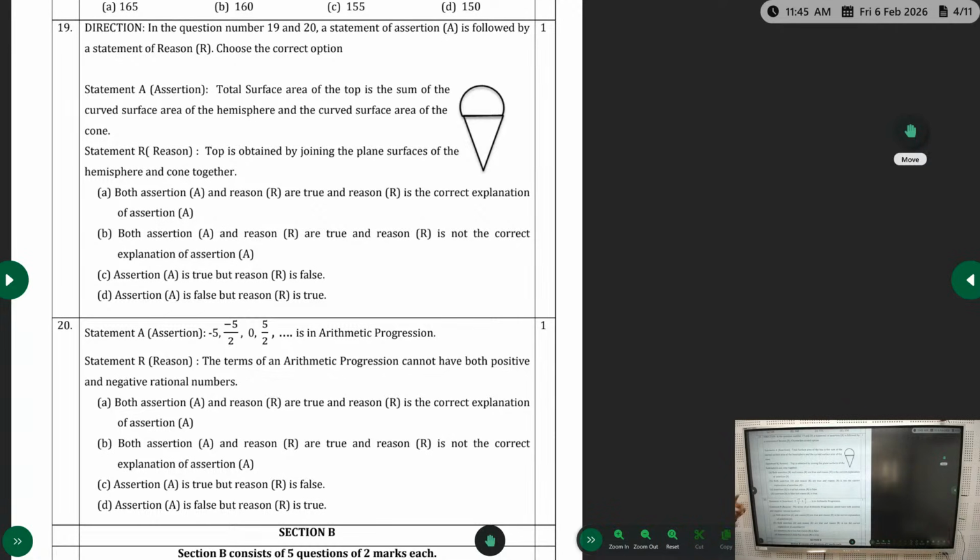The top is obtained by joining the plane surface of the hemisphere and the cone together. What is the plane surface? That circular part, the circular part of the cone and the circular part of the hemisphere. Both are circles of the same diameter. When they are joined together, what solid shape do I get? Is it a right explanation or not? Even this is a true statement. But is it explaining how I got the shape of a top? Then which option is your answer? Option A. Complete.